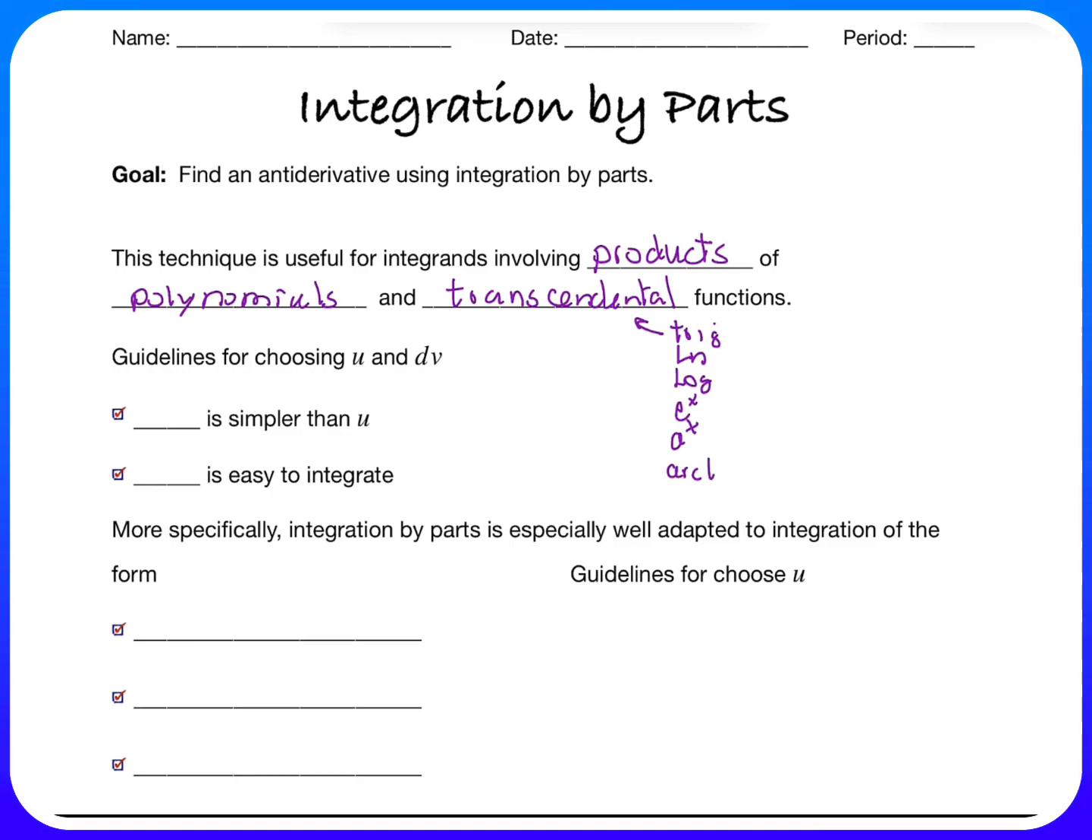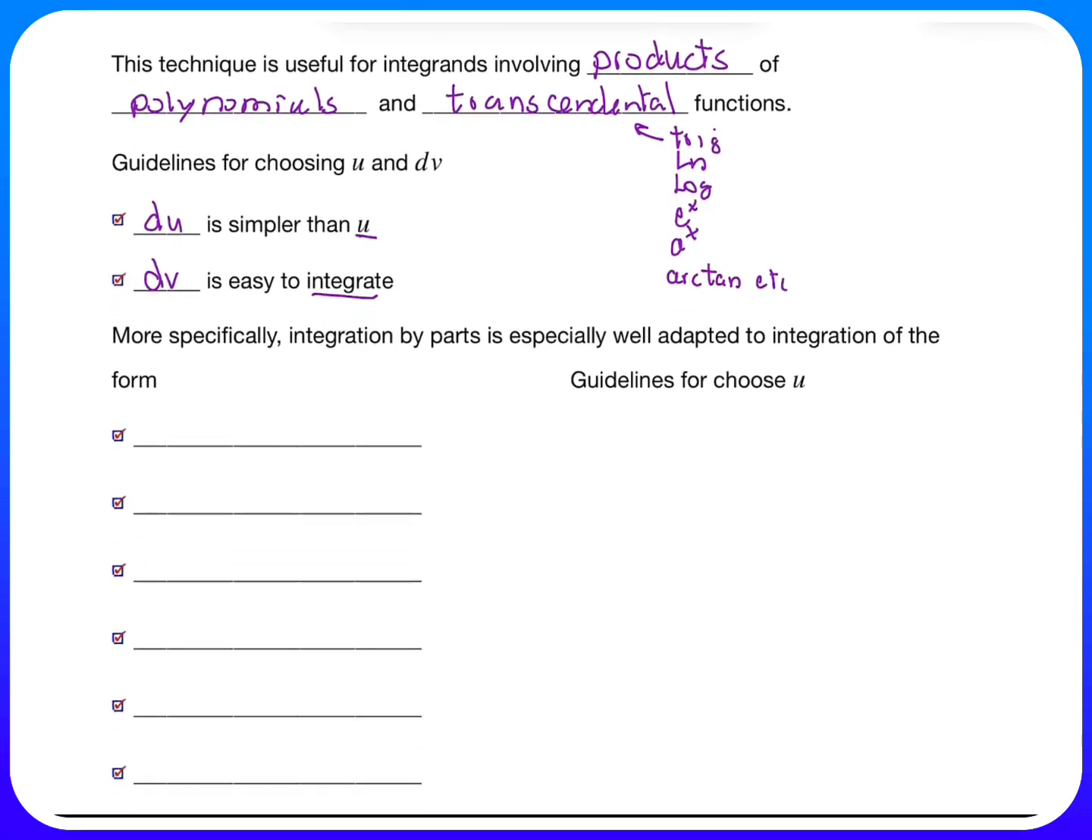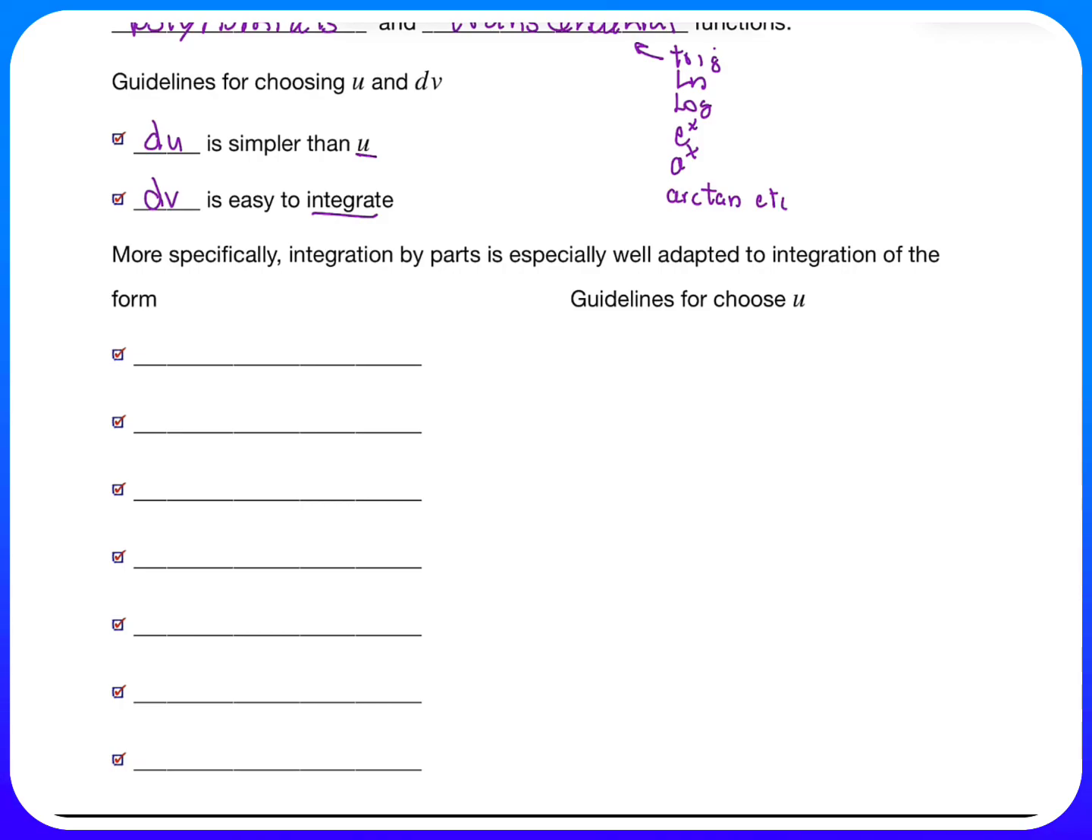Now, when we're doing integration by parts, the formula is going to have a u, a v, a du, and a dv. So you want to be able to choose your u and your dv easily. You want du to be simpler than u, and you want dv to be easy to integrate, so you can find your v. Integration by parts can come in many combinations. There's a number of combinations that are very popular and that you want to be able to recognize.